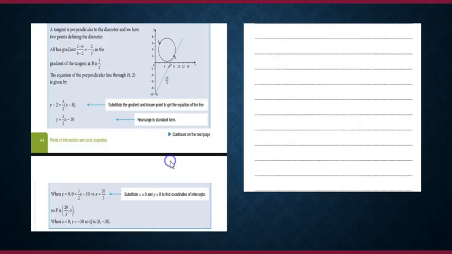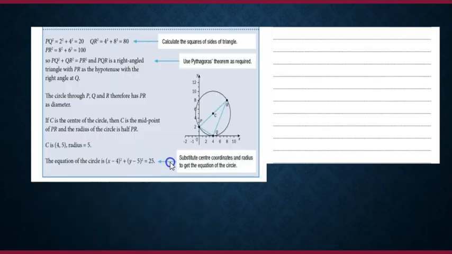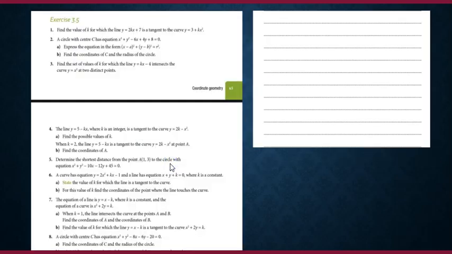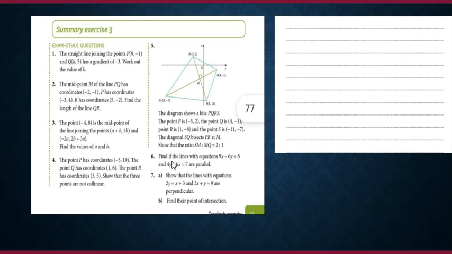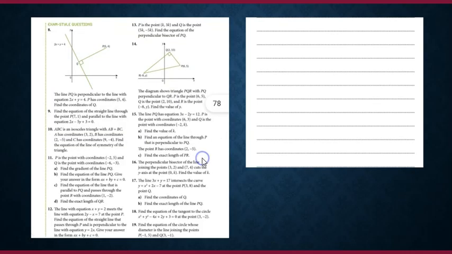Check question 19 and confirm the answers below, and look at exercise 3.5 as it is indicated. Try to follow through the exercise, and that would be the end of coordinate geometry. I've included summary exercise questions, that is exam style questions for the Cambridge edition. Try them. I'll be leaving the link below the video so that you check the answers.